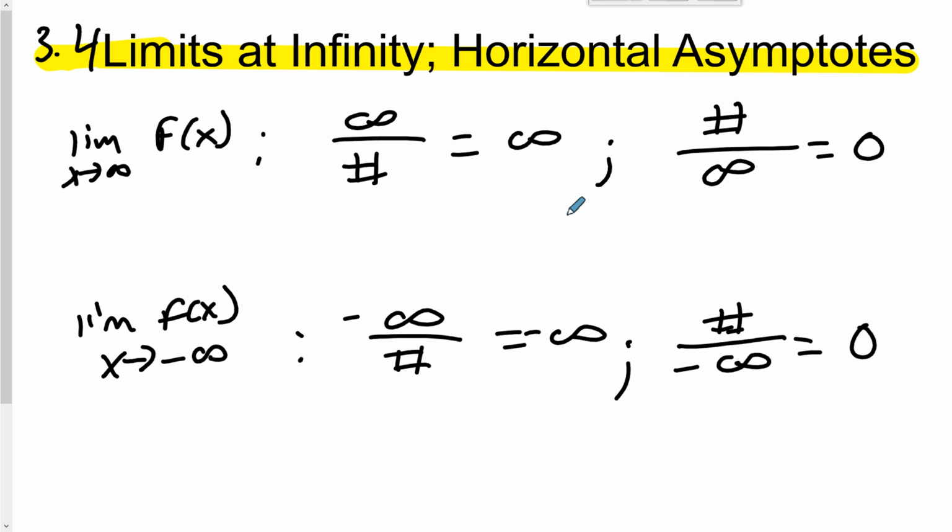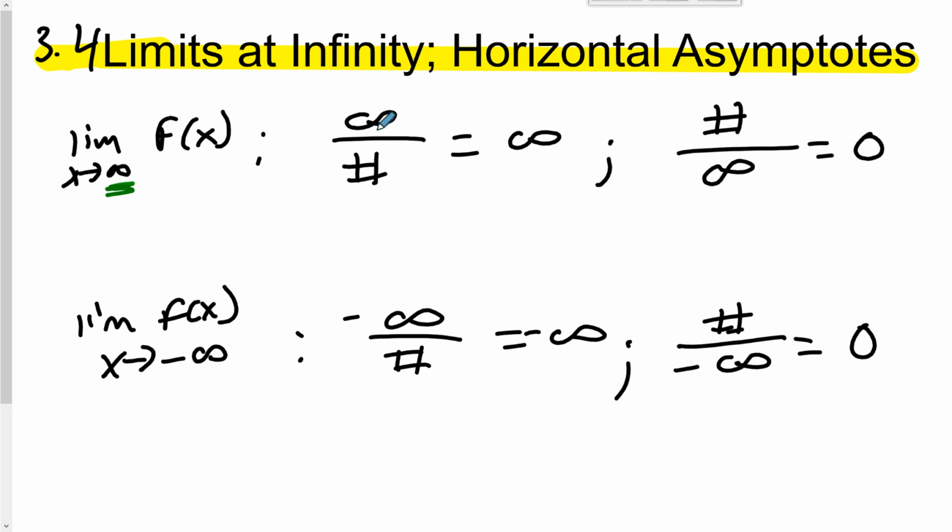12.4. We're looking at limits at infinity. When we graph rational functions, it's usually when we have horizontal asymptotes. As we go to bigger and bigger numbers, closer and closer to infinity, which we really can't reach, what happens to our function? What happens to our y value?